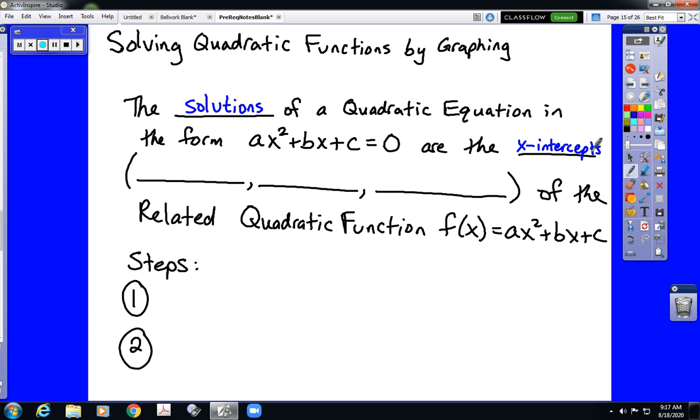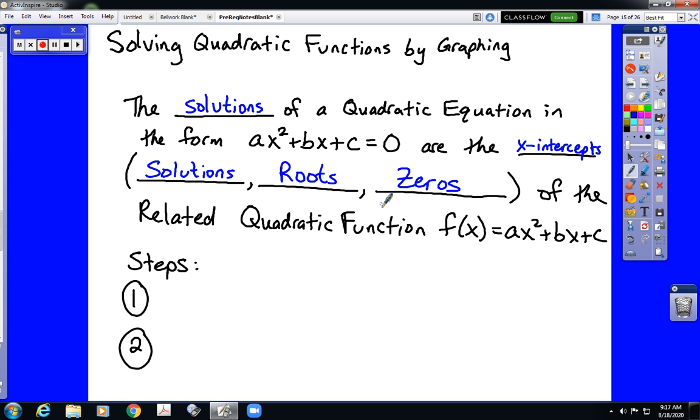Now please notice that there are 3 other blanks on this page. That's because x-intercepts is a math term that is interchangeable with the word solution. So solutions would also fit in one of those blanks. It is also interchangeable with the word roots and the word zeros. It doesn't matter which of those words is included in the directions for your problem.